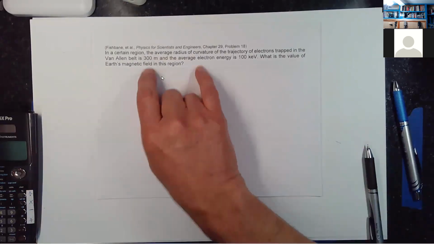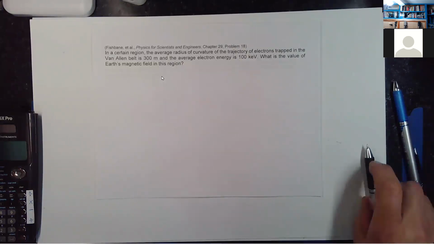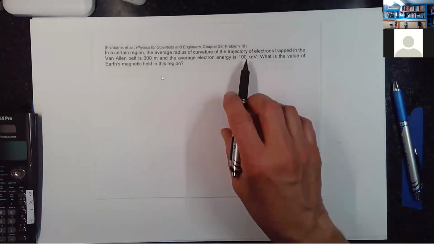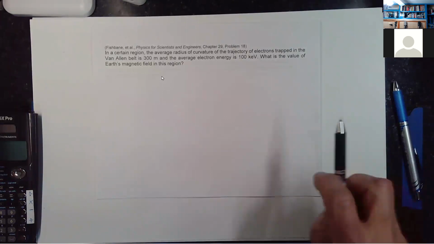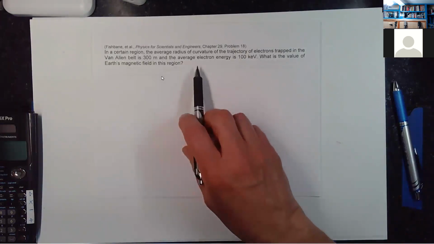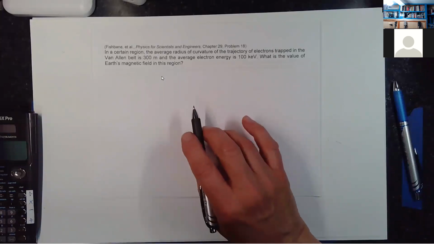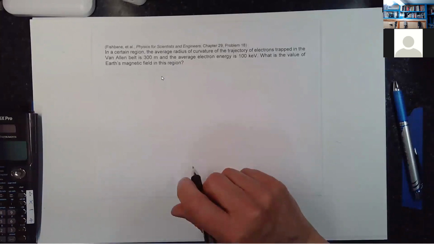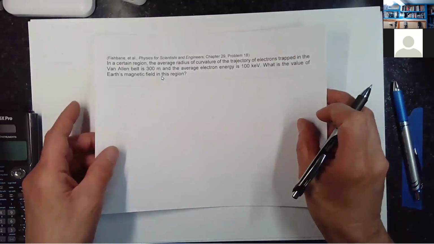Okay, there is a region of space around the Earth called the Van Allen belts, and the average radius of curvature of the trajectory of electrons in there is 300 meters, and their average electron energy is 100 kiloelectron volts. What's the value of the Earth's magnetic field in that region? Well, we're going to have to do some work to figure this out.